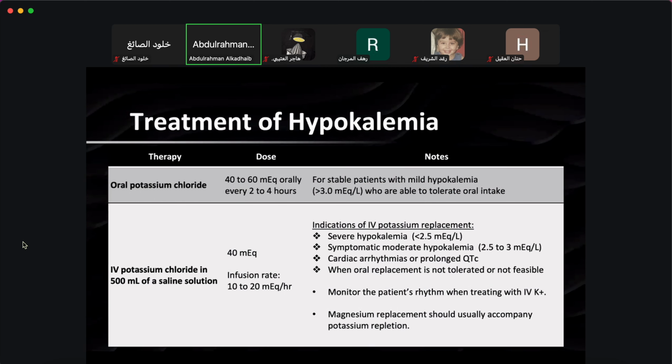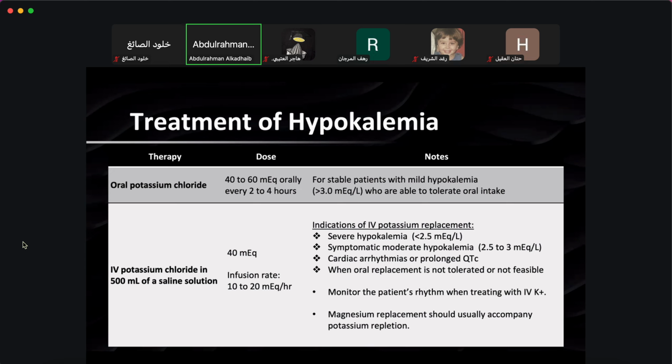Okay, let's talk about the treatment of hypokalemia. It really depends on the severity of hypokalemia and whether the patient tolerates oral intake or not. In cases of mild hypokalemia, and if the patient tolerates PO intake, we usually go for the oral potassium chloride replacement, and we can actually discharge the patient on the oral potassium replacement.